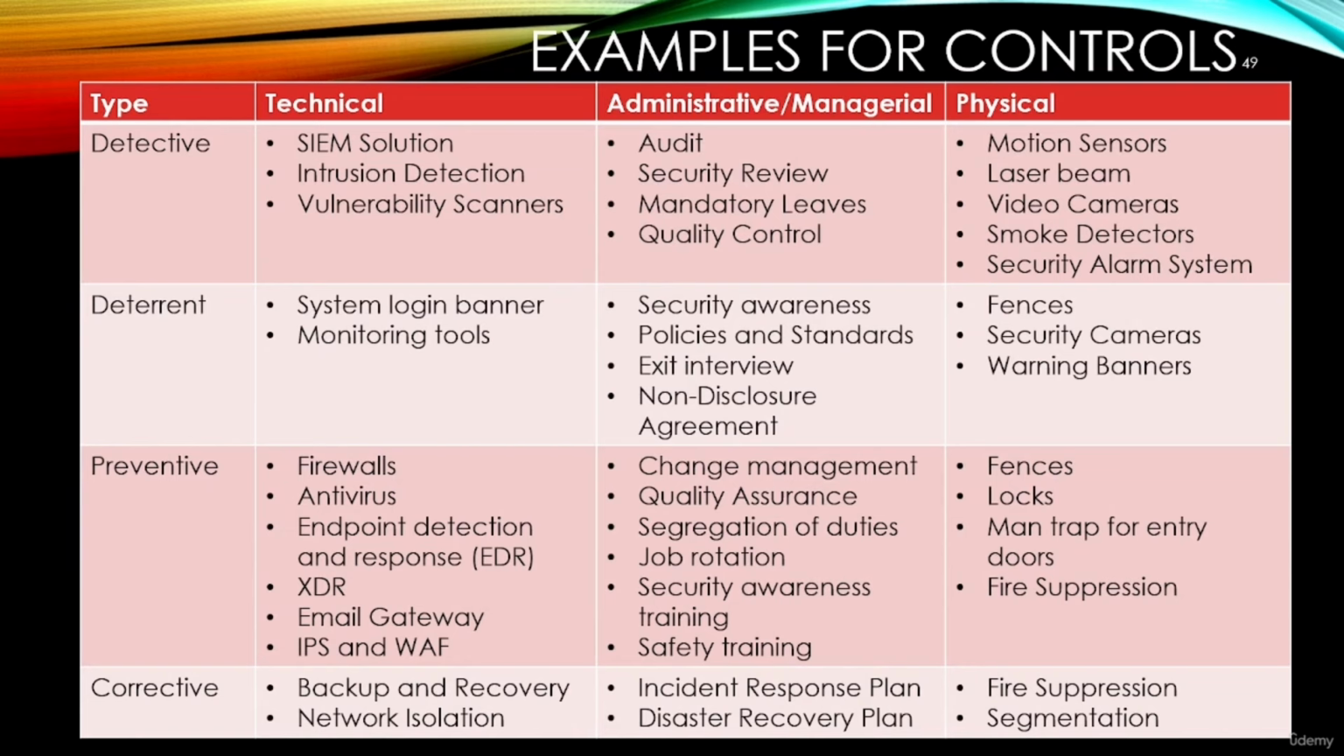What are the different types of controls based on the function and based on the type? Is it technical, administrative, or physical? For example, if we are talking about detective controls, we have many ways to implement them. From a technical standpoint, a SIEM solution is a detective control. A SIEM solution is a security tool that collects system logs from different systems across the organization.